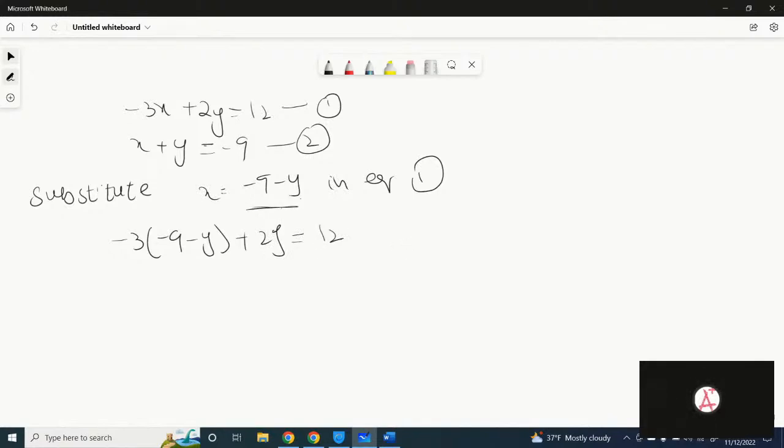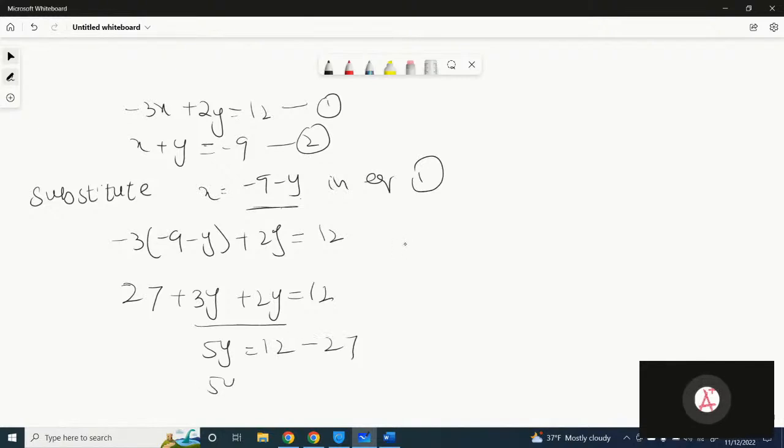Now let's solve the equation. Negative 9 times negative 3 is positive 27. Negative 3 times negative y is positive 3y, plus 2y equals 12. Collect the like terms. They are 5y, and move 27 to the other side. It would be 12 minus 27, which is negative 15. Divide both sides by 5.